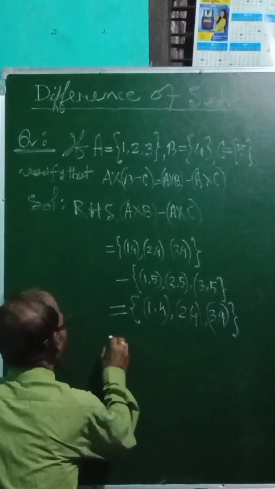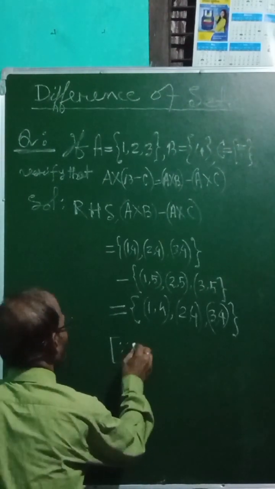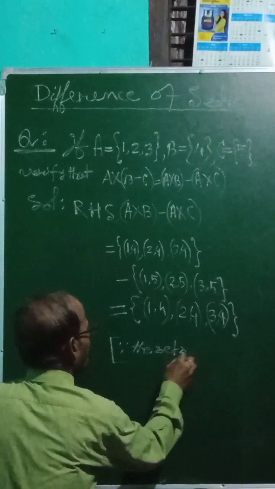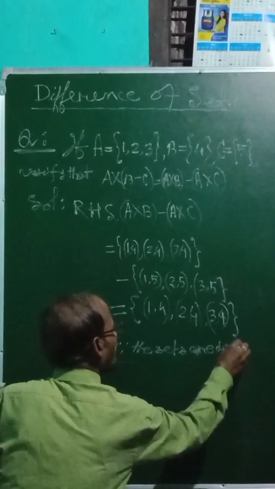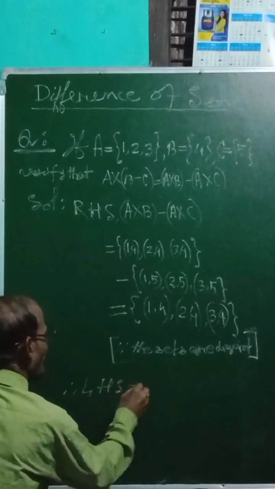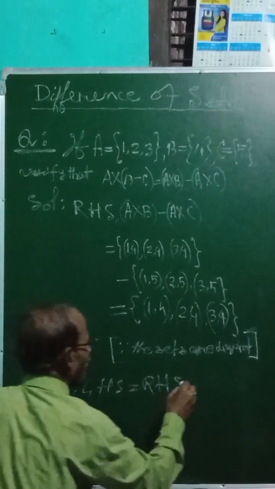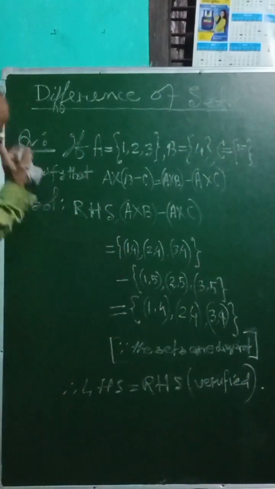If you want, you can give a hint: since the sets are disjoint, therefore left hand side is equal to right hand side. Verified. This is the proof. Now we shall try to understand what is meant by relation.